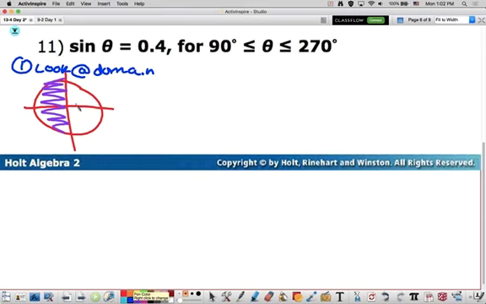0.4. Let me ask you, on the last one, when I was on this side, what was the angle that made that happen? Would you agree that's right there? Well, take a look. What was the y value right here? It's 0.4. Give me directions on how to get to the 0.4 on the other side of the circle.